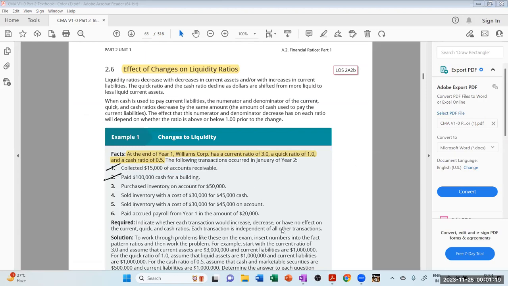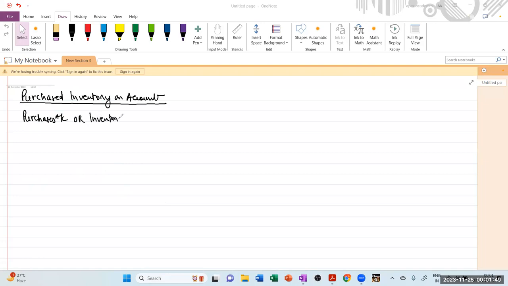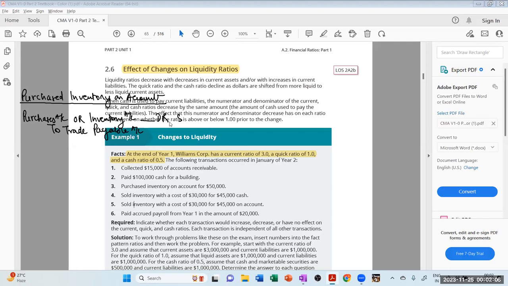Now, purchase inventory on account. Sakshi, tell the journal entry. Inventory account debit to trade payables. Perfect. You can say purchases or you can say inventory, anything is fine. How much? 50,000.